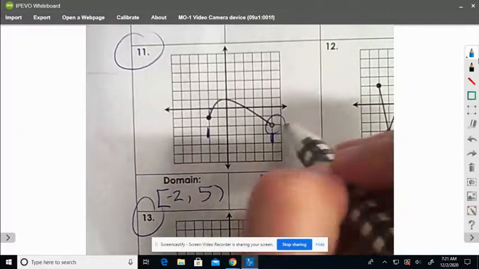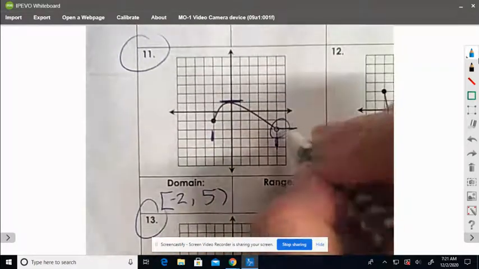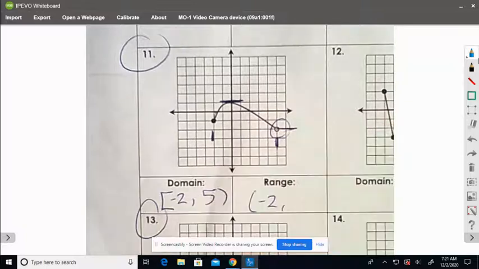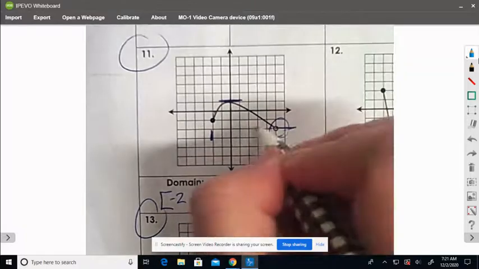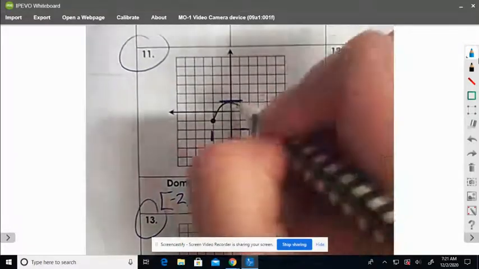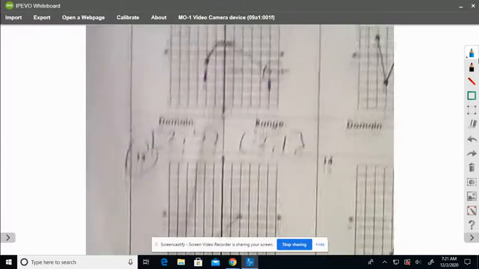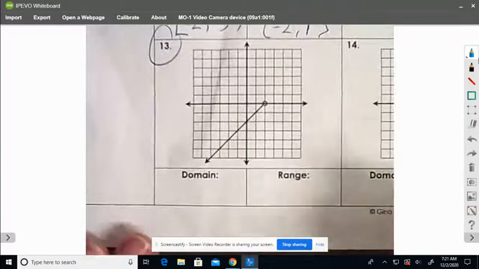Then my range goes from this open circle to the top of this. So that's the open circle is at -2, and it should be a parenthesis. -2 on the y values. And then it goes up to +1, and that should be a bracket because that's a continuous part of my graph.